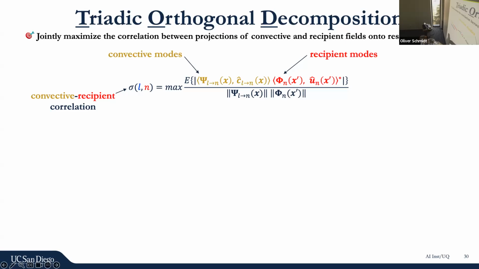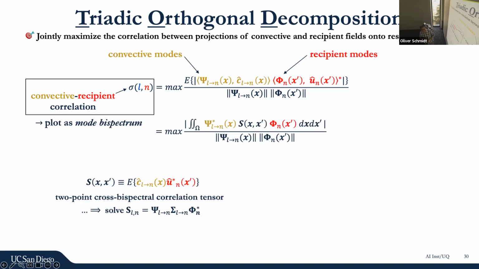So then we get an optimization problem for two different bases. So we have a convective mode basis, the recipient basis. And we want to maximize this quantity, which is just the convective recipient correlation or covariance if we normalize it. And this normalization problem has a very simple solution. You can guess it. It's an SVD problem, just like POD. This is a pure SVD problem because it's non-Hermitian, right?